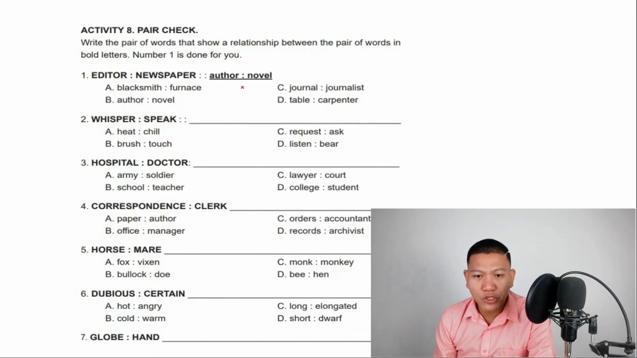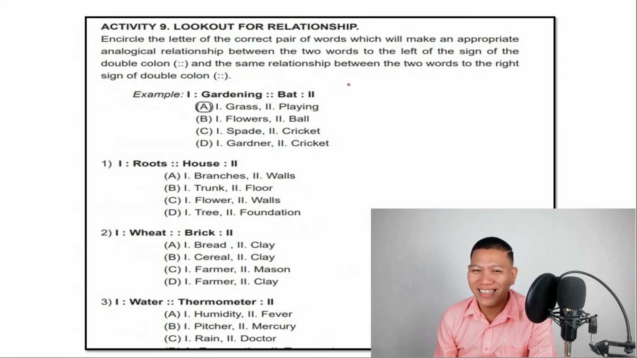Number 8. Write a pair of words that show a relationship within the pair of words in bold letters. So you are to complete again this one. Editor is to newspaper. Who writes in a newspaper? It's the editor. Author is to novel. Okay? Number 9. Gardening is to, what do you garden? Grass. Bat is to, okay, you have to complete it.